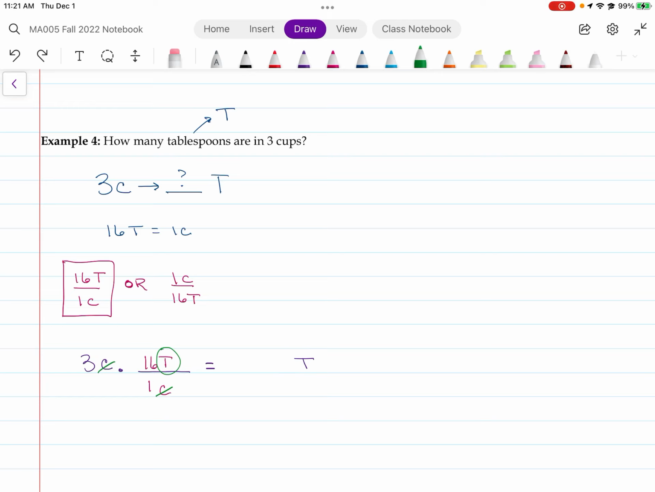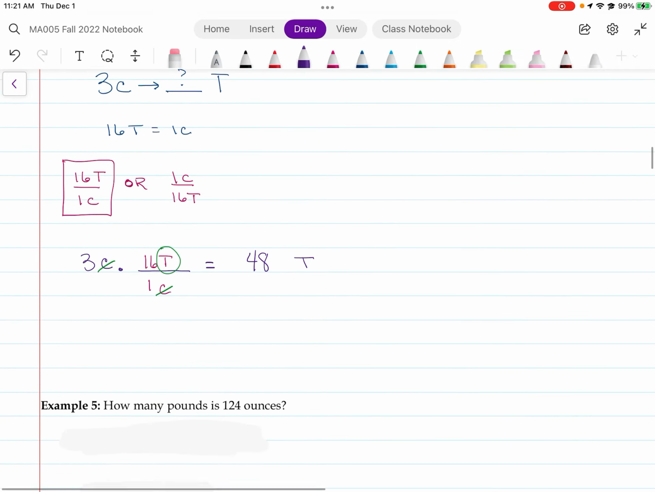If you set this up, it's really hard to make a mistake. Take the time to do that, don't just try to do it in your head. So 3 times 16 is 48. How do I know times? It's because they're both on top. All right, so 48 tablespoons.